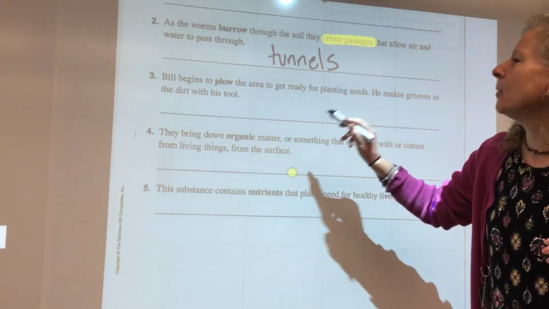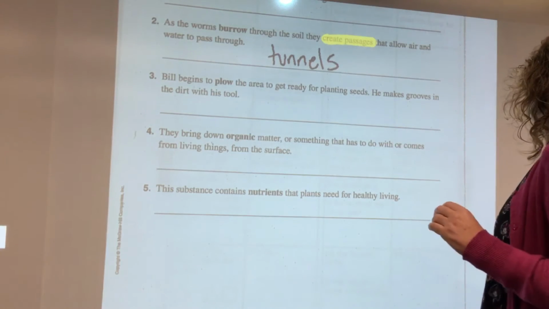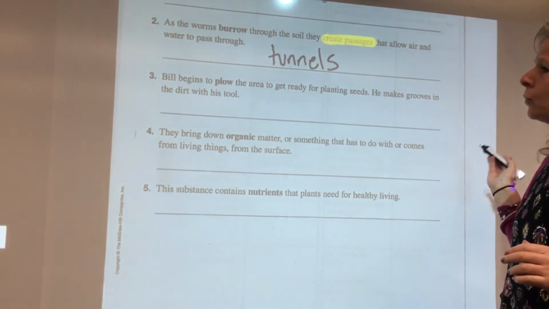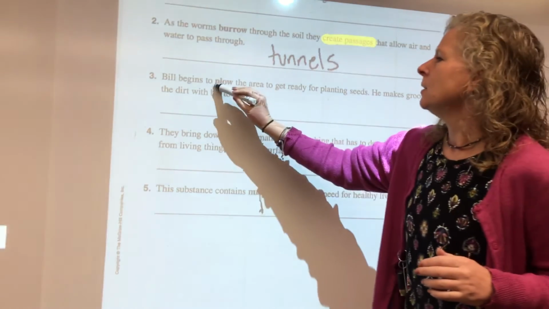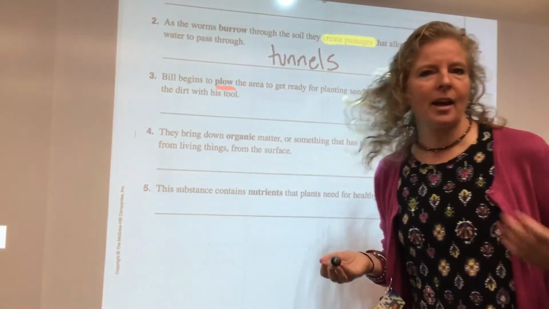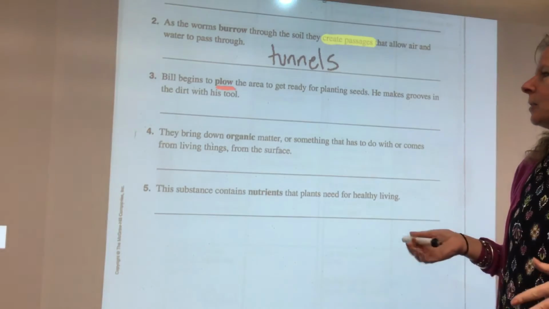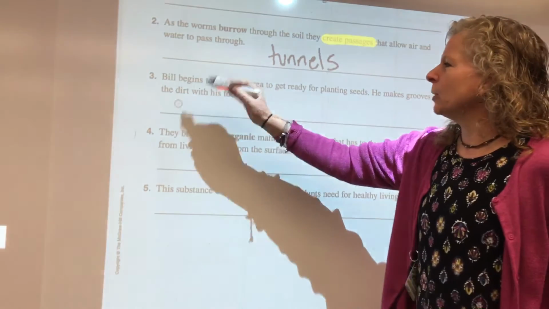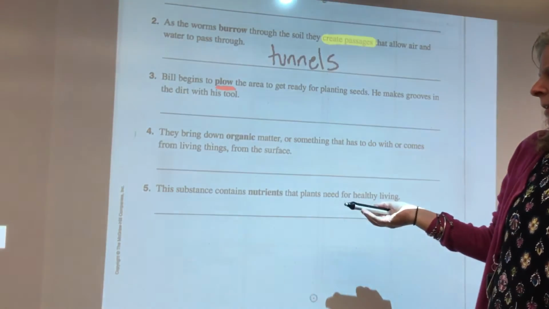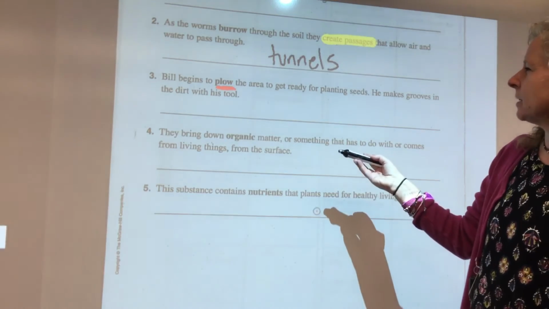"Bill begins to plow the area to get ready for planting seeds. He makes grooves in the dirt with his tool." So we're talking about plow. What does that actually mean, to plow something? Well, when I kept reading, Bill begins to blank the area to get ready for planting seeds.